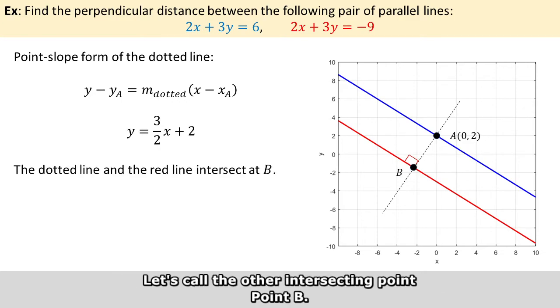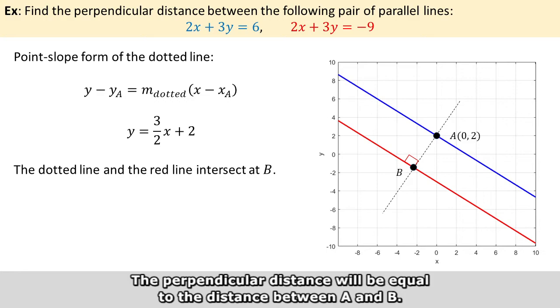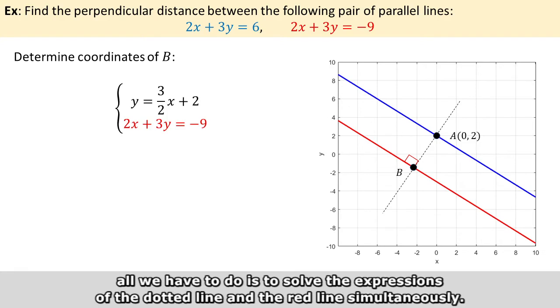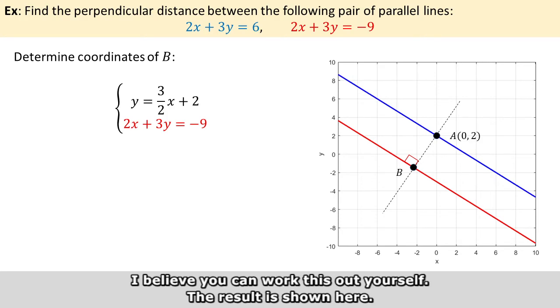Let's call the other intersecting point, point B. The perpendicular distance will be equal to the distance between A and B. In order to determine the coordinates of point B, all we have to do is to solve the expressions of the dotted line and the red line simultaneously. I believe you can work this out yourself. The result is shown here.